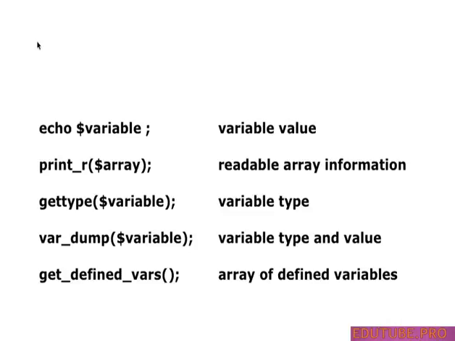If we can use var_dump to do what getType and echo do at the same time, it might be a lot more efficient. And last of all is get_defined_vars. It's a function with no arguments, and it will return an array of all of the defined variables. Now, of course, it's an array, so we're going to need to print_r that array if we want to see it in a nice readable format. But get_defined_vars is going to give us all of the variables that have been defined.